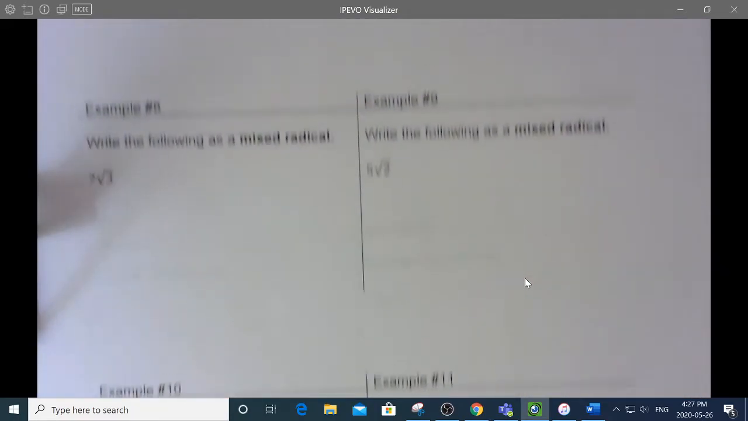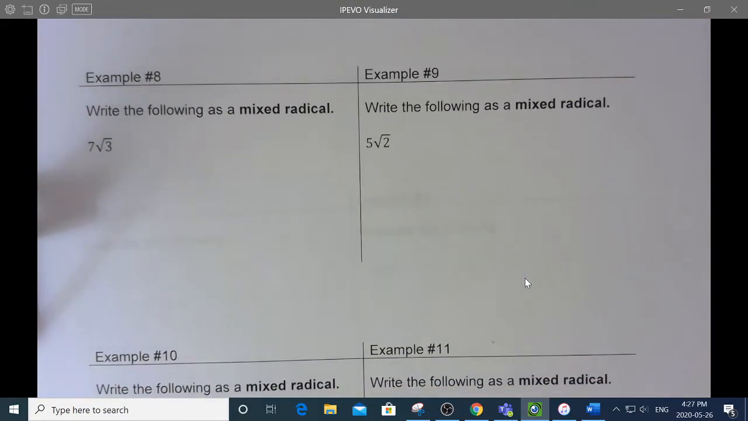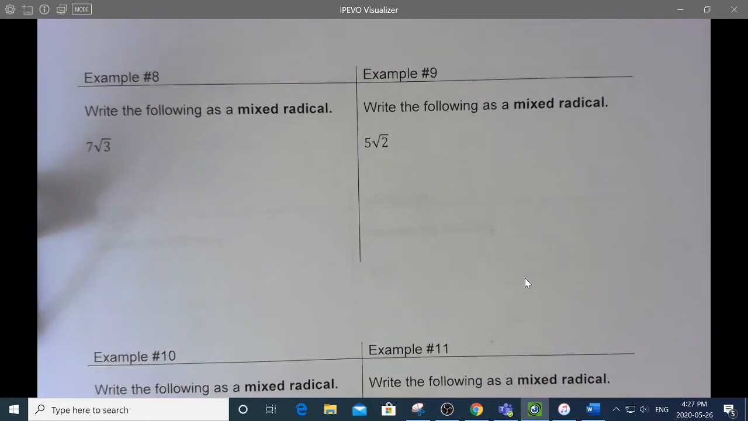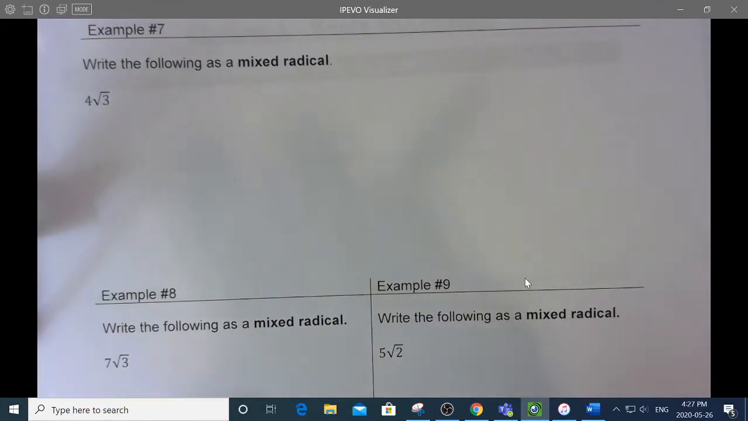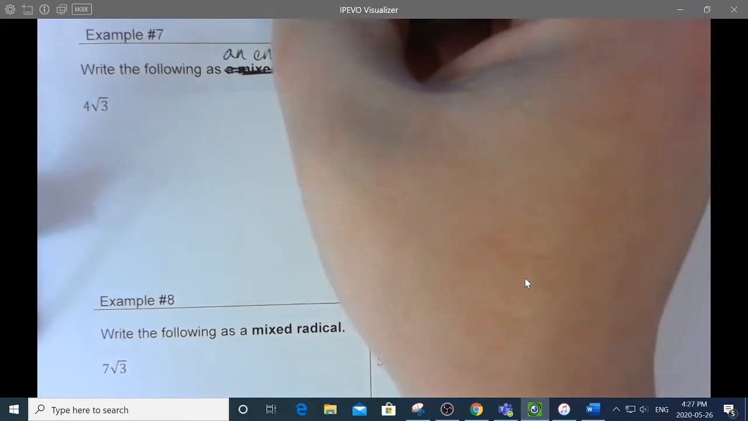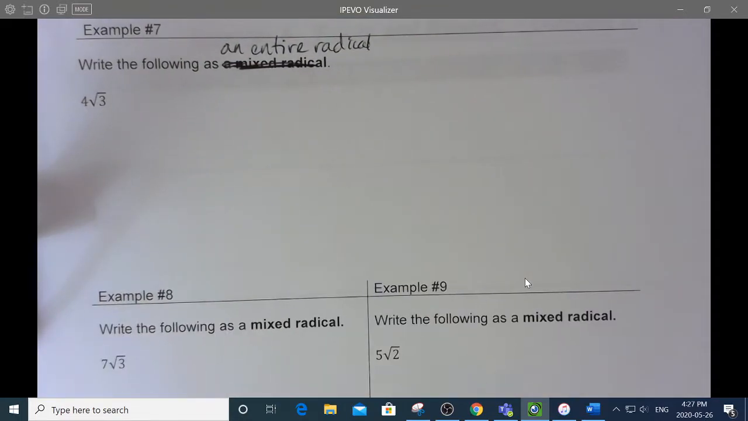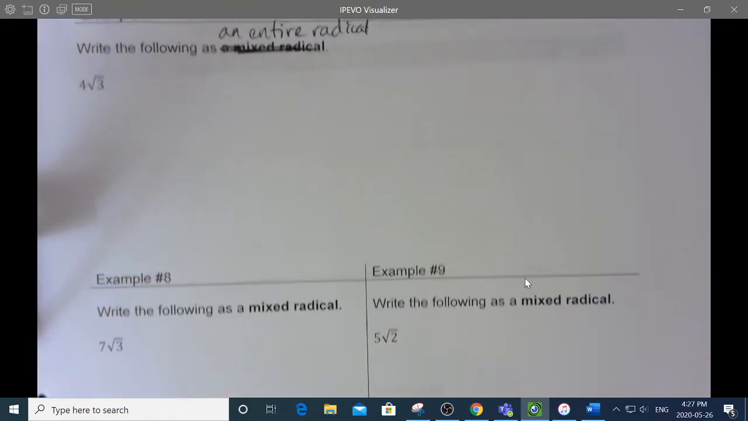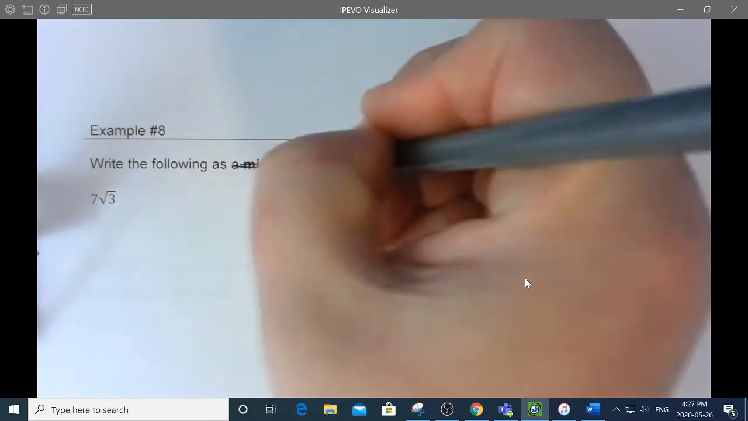Now, on the next page, I'm sad to report, I'm embarrassed by the fact that every single instruction on this page is wrong. Take out a pen and notice this is already a mixed radical. These are asking us to go backwards, and this is supposed to say an entire radical. And I didn't catch this before I sent this page to the printer and scanned it and put it onto my blog. But every single instruction on this page has that mistake.